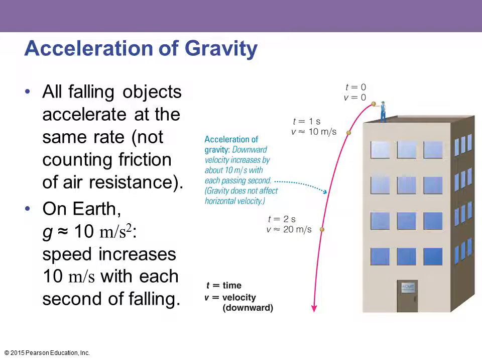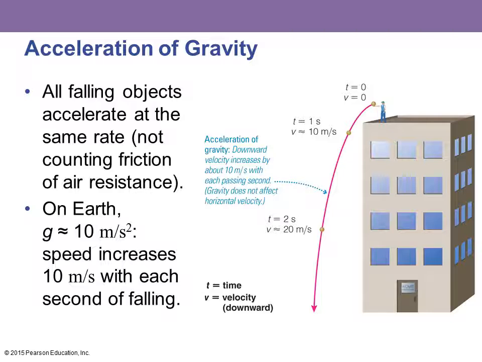The acceleration of gravity is pretty constant, at least on this planet, but obviously is different depending on the object a person might be on. But all falling objects accelerate at the same rate, not counting friction or air resistance here on Earth. On Earth, the gravitational constant, as it's called, is about 10 meters per second. So every second that something falls, it increases by a speed of 10 meters per second.